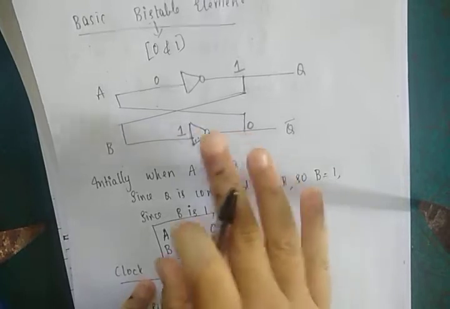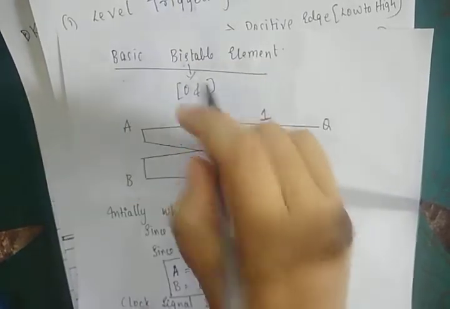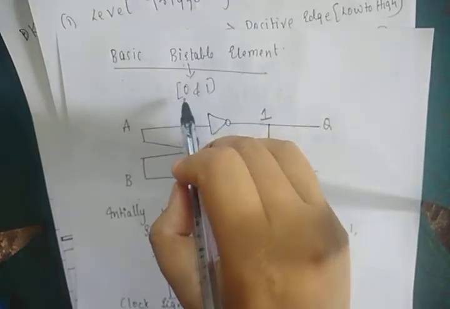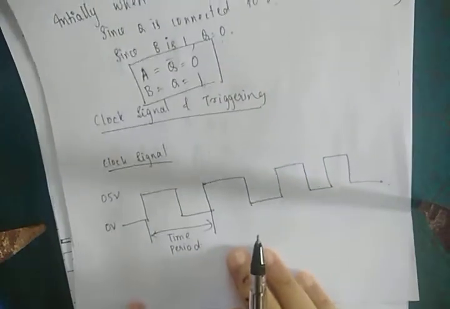This is the concept of the basic bistable element. Bistable means it has two states, 0 and 1. Now we'll go to the next concept, called clock signal and triggering. I'll concentrate first on the clock signal.